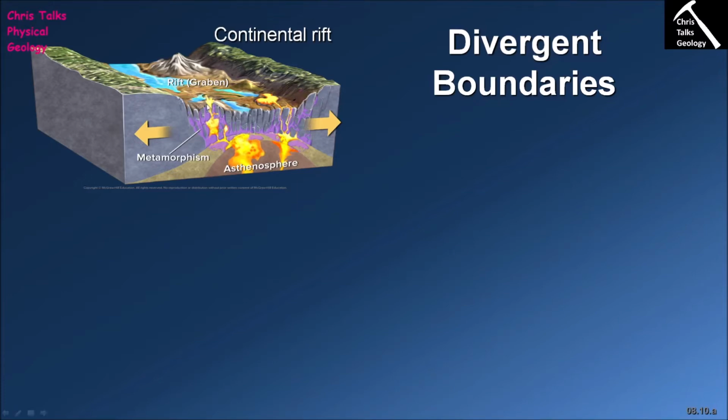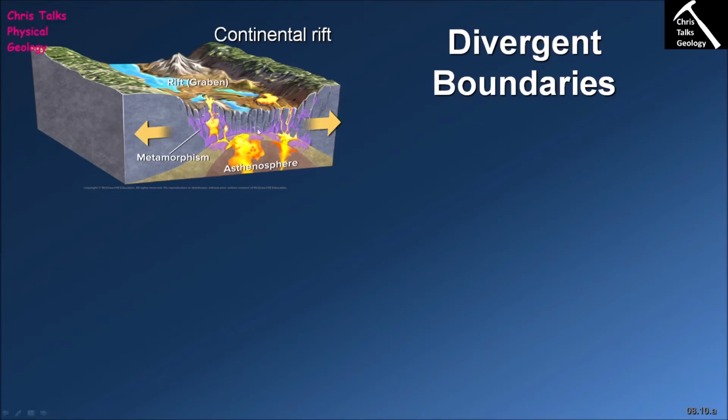Now we know that this extension is going to lead to the formation of fractures, so the rock's going to break, and these fractures are going to have pieces of rock which will move relative to each other, and these pieces of rock are going to drop down relative to each other. So this means we're going to have the formation of normal faults associated with the divergent plate boundary. So all of these here are going to be normal faults. We're going to have blocks of rock dropping down relative to the adjacent block of rock.